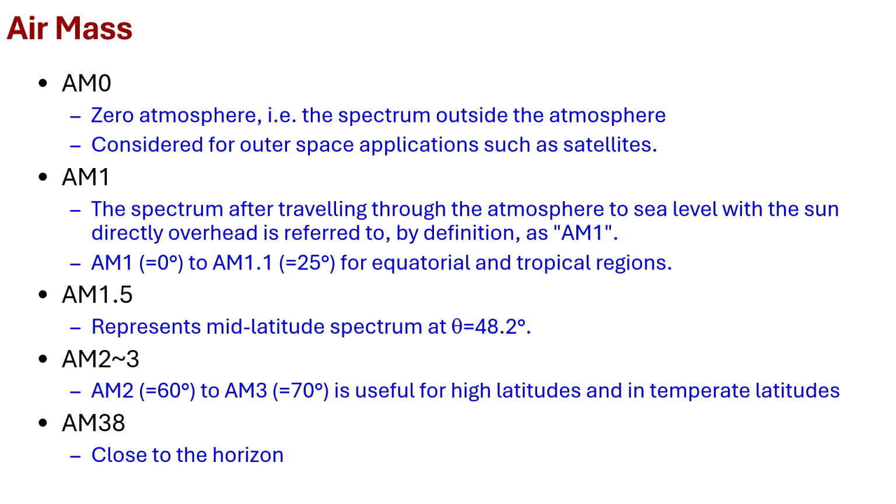And then AM 2 to 3, which means angles of about 60 degree to 70 degree, is useful for high latitudes or temperate latitudes. And then AM 38 is something which is very, very close to the horizon. So, these are the values which we generally consider for practical applications depending upon where we are. And this value of AM 1 or AM 1.5 or 2 to 3 is very useful in quantifying the effect of or averaging out the solar spectrum that you get on a given location.